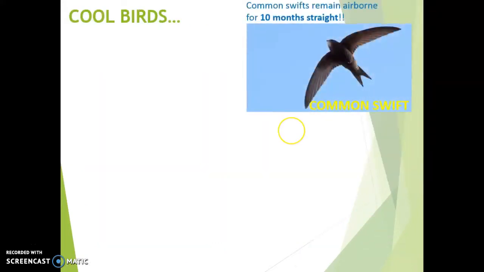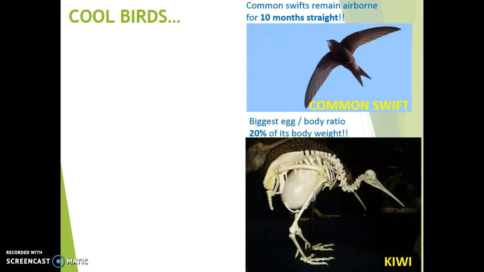Did you know that common swifts, what we call in Spanish vencejos, which are very similar to golondrinas, remain airborne for 10 months straight? That means that they keep flying for 10 months without touching the ground. Okay, they sleep in the air, they do everything in the air for 10 months. That's amazing.